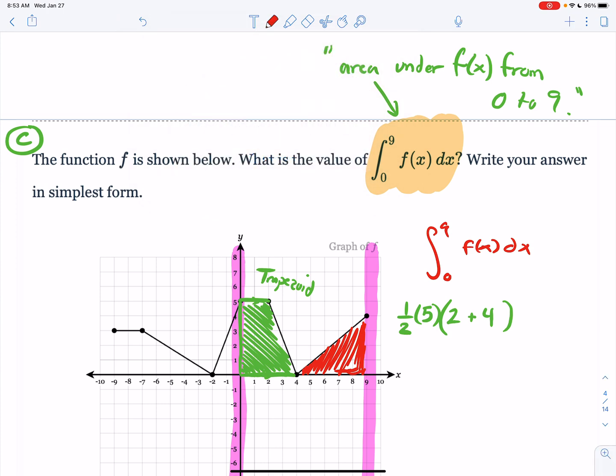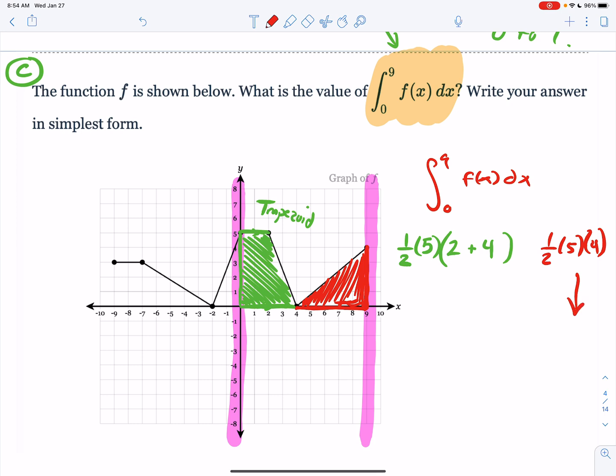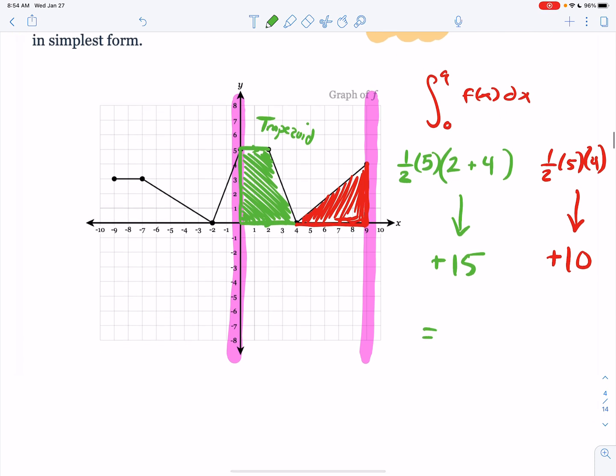Now the area of the triangle, if you guys remember, is 1/2 the length of the base. From 4 to 9, I'm counting 5 units. And it goes up 4 units. Okay? The triangle eventually comes out to 10, and I know it's going to be positive because it's above the x-axis. Now, the area of the trapezoid is going to come out to, oh gosh, 6, 30, 15. And I know it's going to be positive 15 because it's above the x-axis. So my total net area is positive 25.